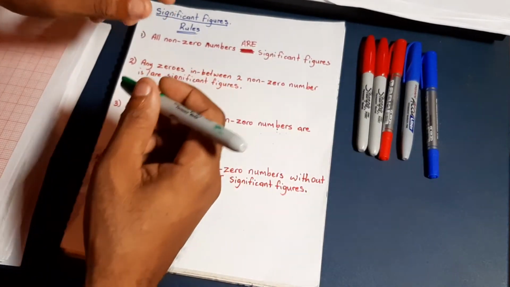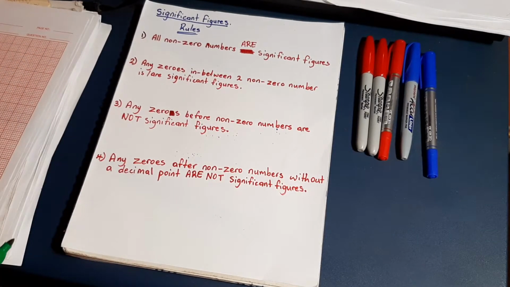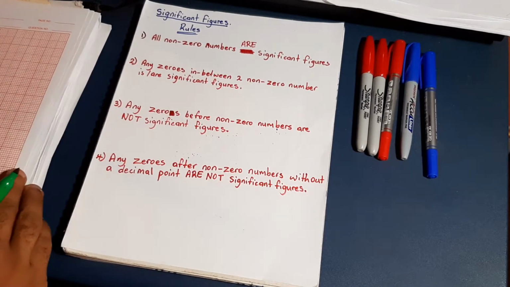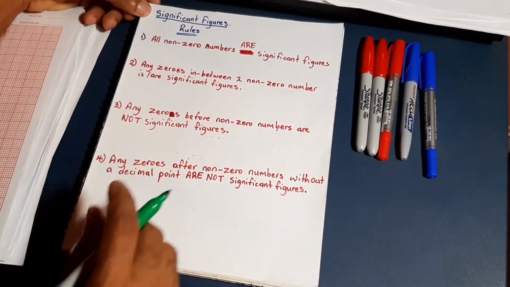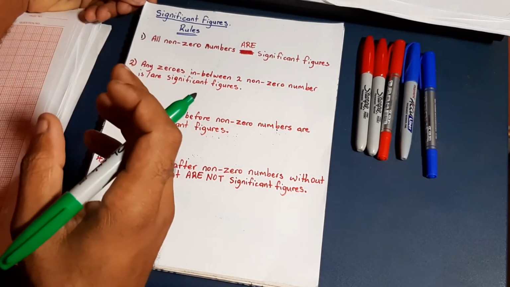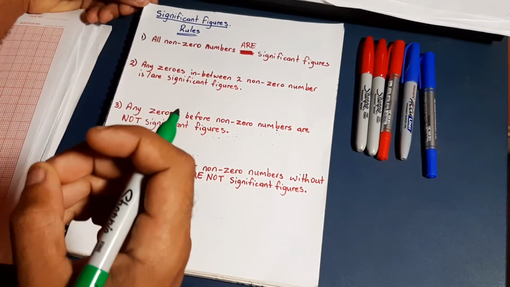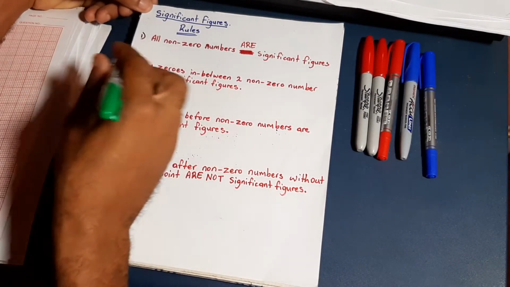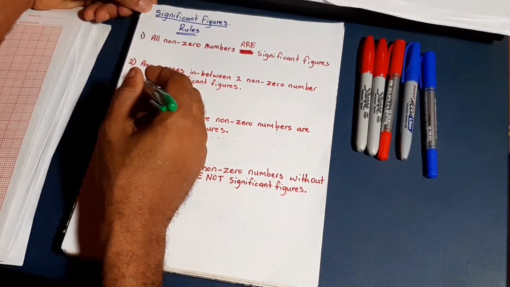Now what do I mean by non-zero number? As I'm writing down the number, I'm going to write down the significant figure that would represent that number. Once the number is not a zero, it's considered to be a significant figure, depending on the rule. So for rule number one, all non-zero numbers are significant figures.